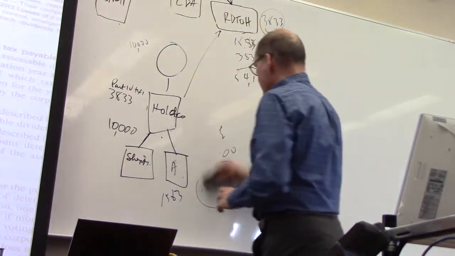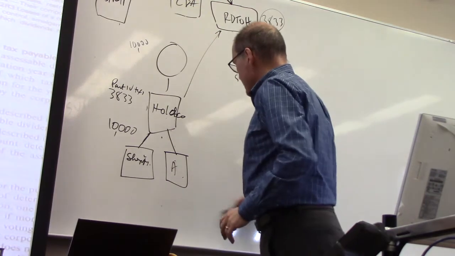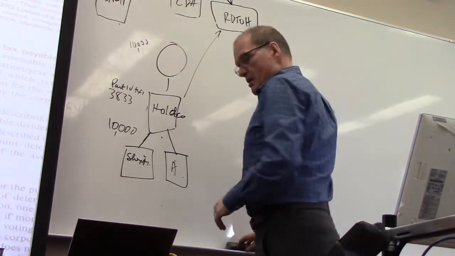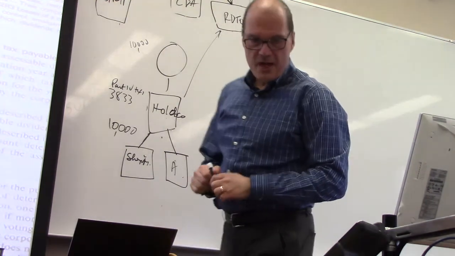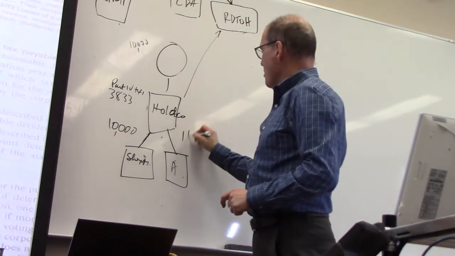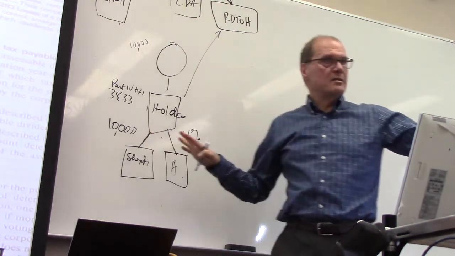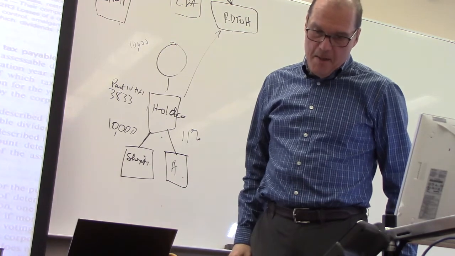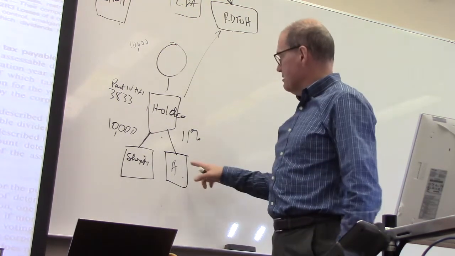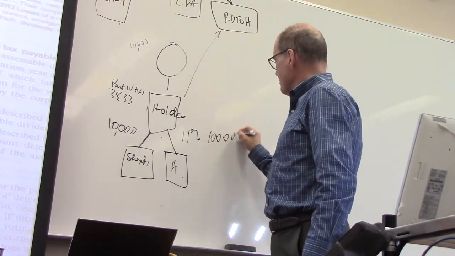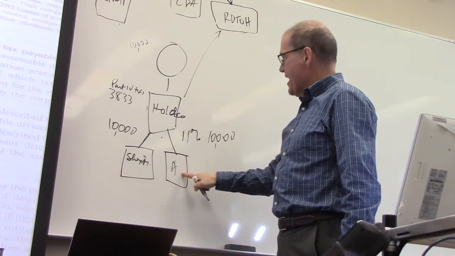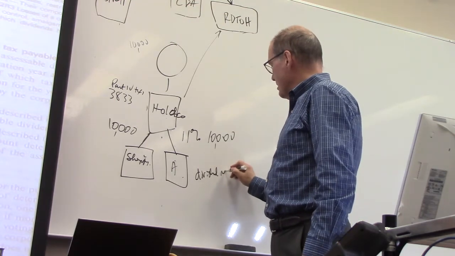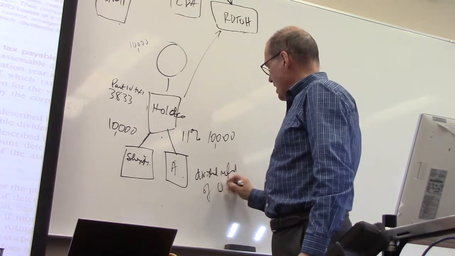So let's change the facts a little bit and have you take a crack at what this calculation is. Now let's say that Holdco owns 11%, thus connected, and A got a dividend refund of 0.